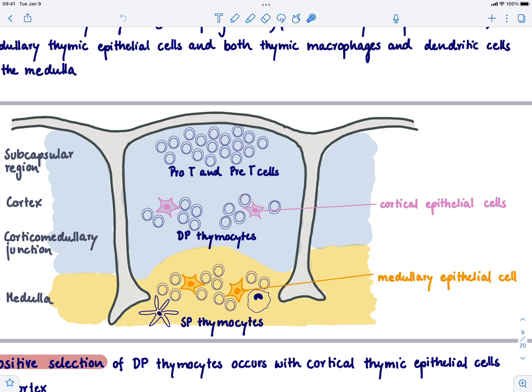But that's not the full story. You're going to go out in the world. You're going to go out into all different places, and you're going to be exposed to muscle peptides, heart peptides. So how can you be trained with this limited amount of peptides in the thymus?